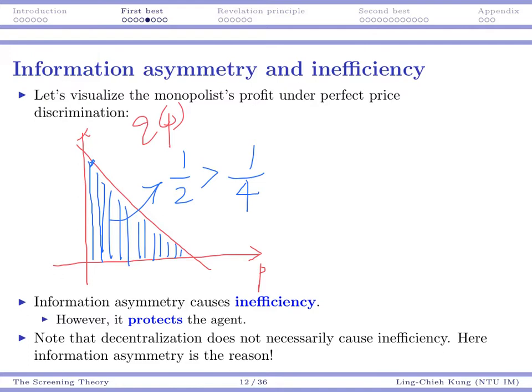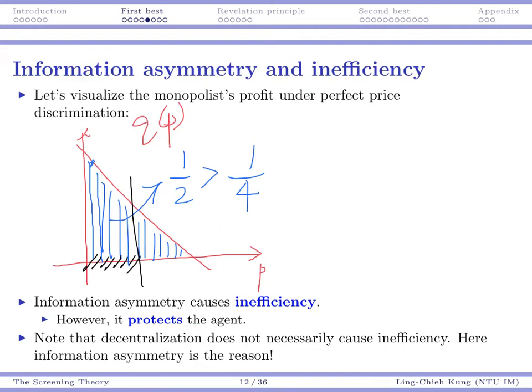If you are a principal and you can see the agent's type, you can earn more. That's typically the case. So, information asymmetry: the presence of information asymmetry will create some inefficiencies. In this case, because there is information asymmetry, you only set the price to be 1/2, and therefore only 1/2 of the consumers earn a non-negative utility. Only 1/2 of the consumers buy this product. Only with probability 1/2 can the trading really happen. So that's inefficiency. However, information asymmetry is also going to protect the agent, right?